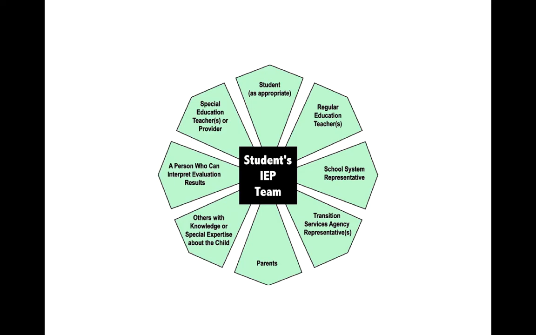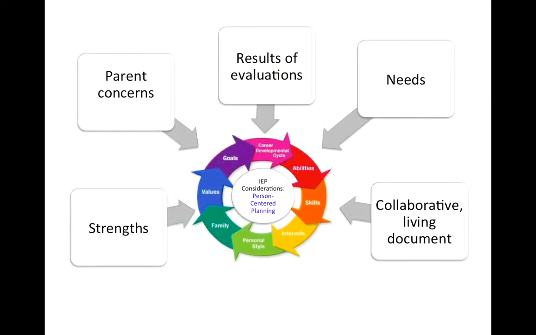So just a review of who is on a student's IEP team. We're looking at the student, general education teachers, a school system representative such as an administrator. You can also have other related service providers such as transition, parents, others with special expertise about the child, a person who can interpret results such as the school psychologist, and a special education teacher. It's important to remember when you're planning IEPs that you focus on person-centered planning.